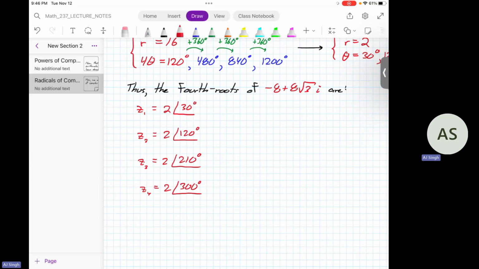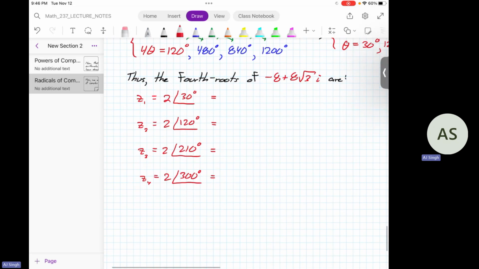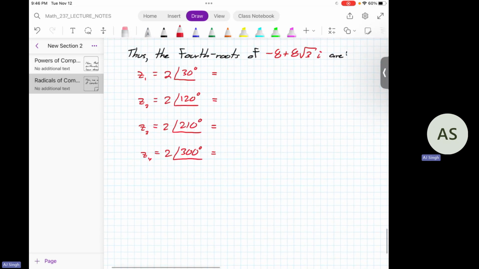So again, these are the answers in polar form, but we want them in rectangular form. So we got to use cosine and sine. So there's that one.